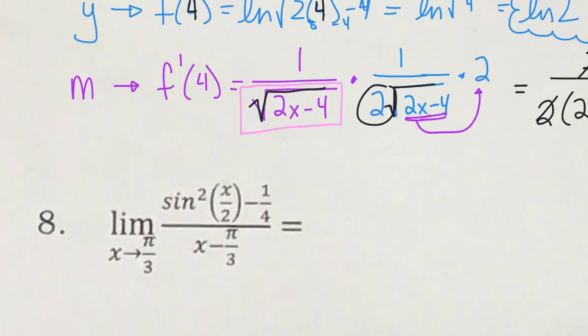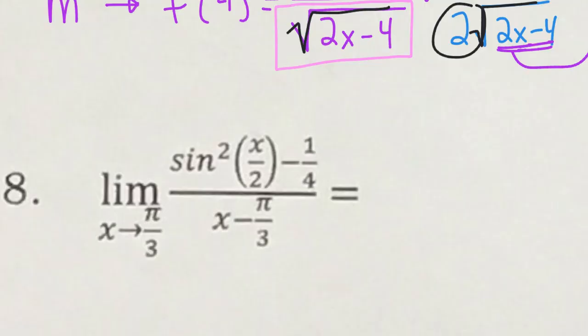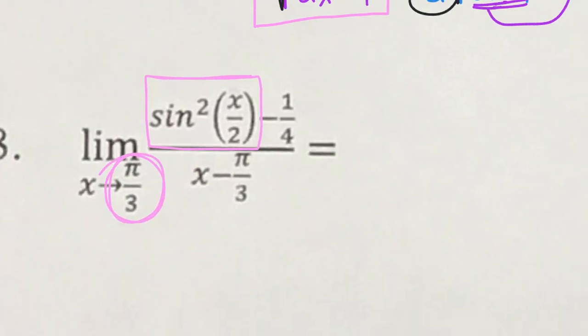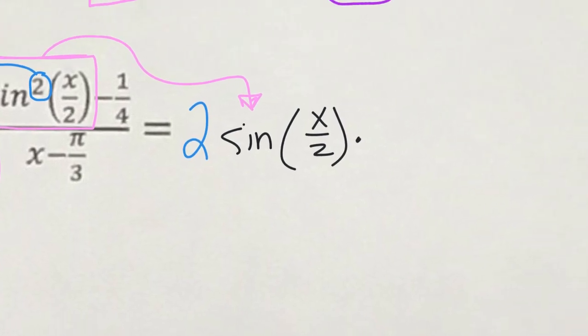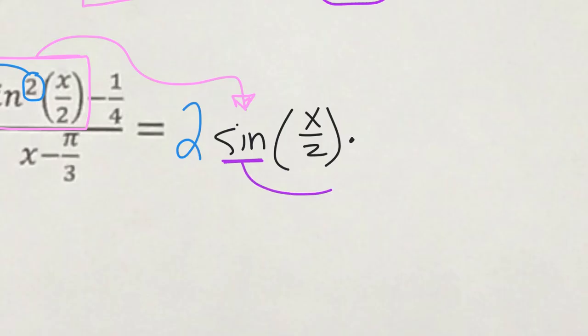Okay, let's look at our last problem. Remember now, this is telling us to take the derivative of this function and evaluate it at this point. Okay, so we're going to start with the derivative of sine squared of half of x. So we start with the power. We bring the power to the front. So 2 times the sine of half of x. And then we multiply that by the derivative of sine, which is cosine, right? And it's still cosine of half of x. We haven't messed with that yet.